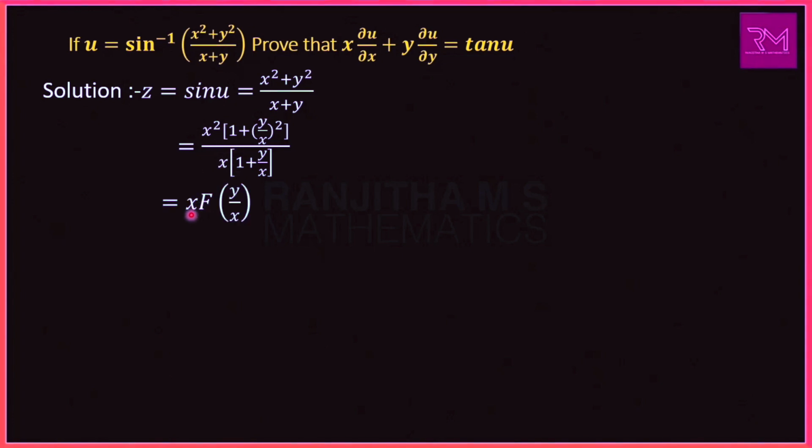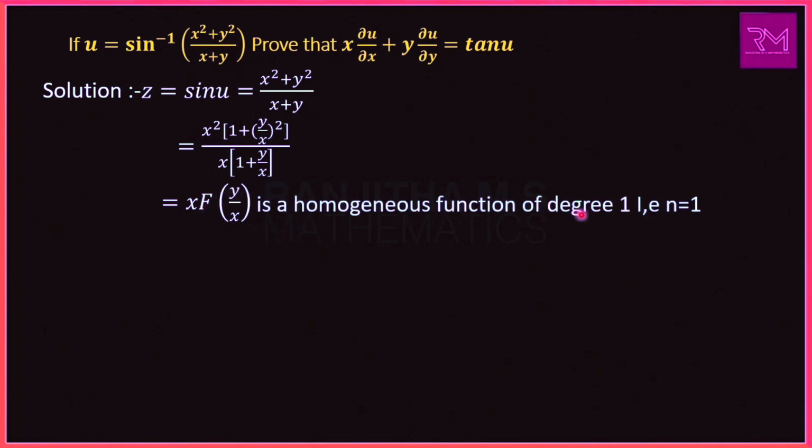So the equation reduces to the form x into, where the numerator is 1 plus (y by x) whole square and the denominator is 1 plus y by x. So this is a function of the form y by x. We can simply write it as f of y by x, that is our sine u value. That is z, which is equal to sine u, which is equal to x into f of y by x. So we can conclude that this is a homogeneous function of degree 1. Here x power 1, so n is equal to 1.